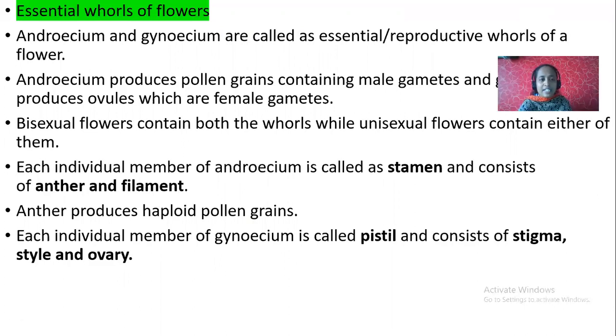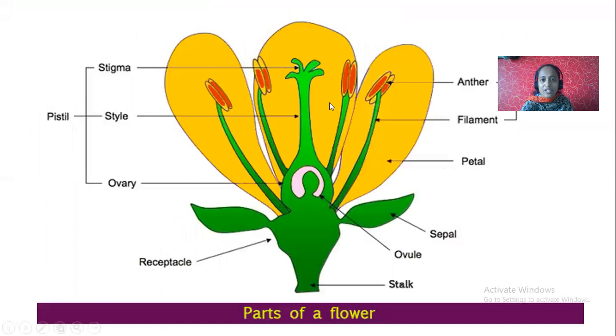Next, each individual member of androecium is called stamen. Then what is the difference between stamen and androecium? Stamen is a singular form. The individual reproductive part of a flower, or male part, is nothing but stamen. A group of stamens together is called androecium, and stamen consists of anther and filament. Stamen is divided into two parts. I will show you the picture. See, this is stamen. Here it is divided into two parts. This is anther and this is filament.